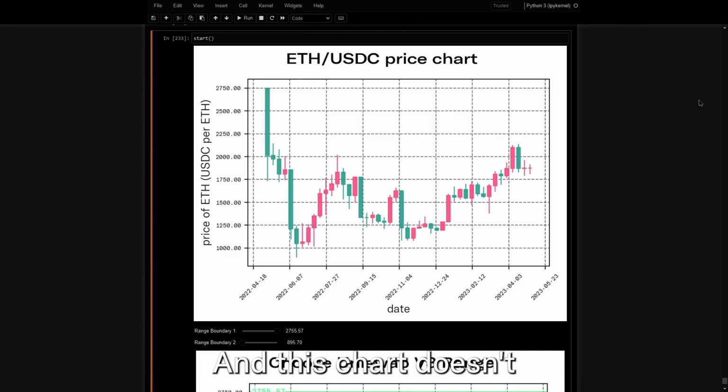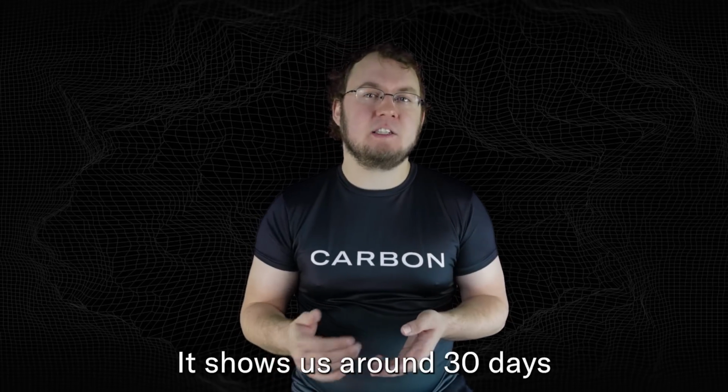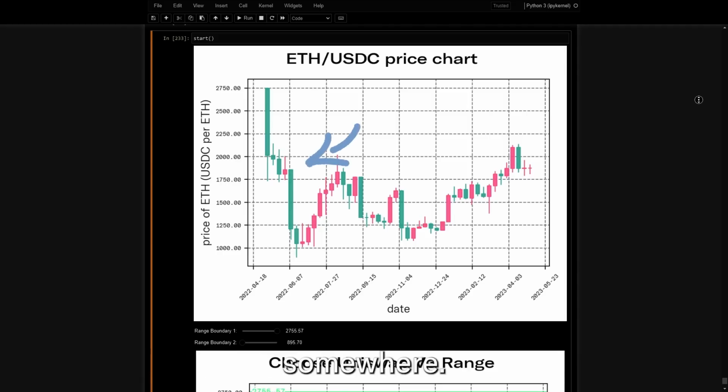And this chart doesn't actually start on May 5th of 2022. It shows us around 30 days before the start of our chosen date. So May 5th is right around here somewhere.